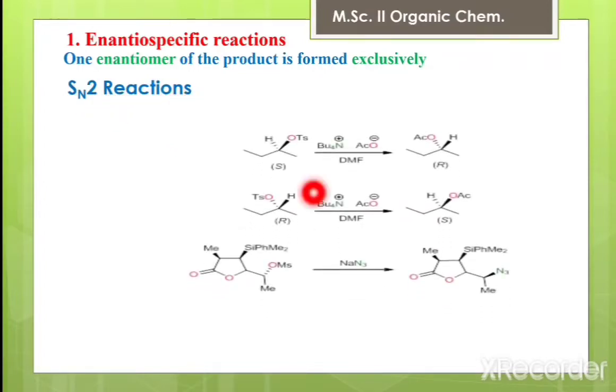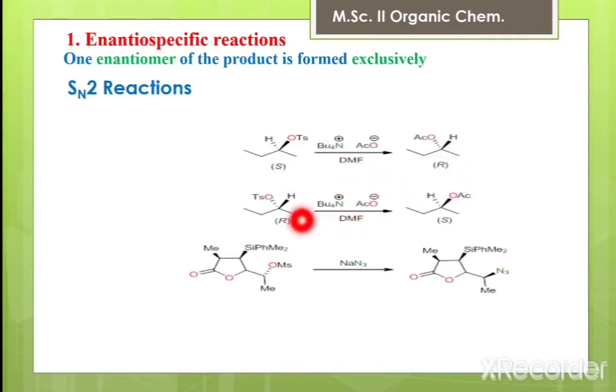Here is an example of an SN2 reaction. Here the starting reactant has the S configuration, and we know the SN2 reaction is an inversion of configuration. The nucleophile attacks from the back side, opposite to the good leaving group. Here AcO minus, that means acetate anion, attacks opposite to the good leaving group. The leaving group is on the front side, therefore the nucleophile attacks from the back side. Here S changes to R.